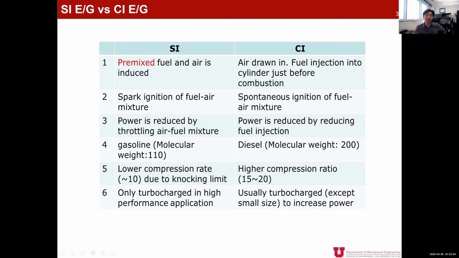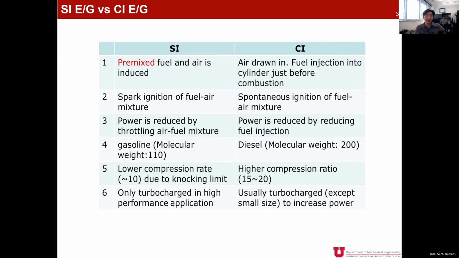Now, how is power controlled in the SI engine? The power is controlled or reduced by throttling the air-fuel mixture in the SI engine. But in the CI engine, power is controlled by controlling the amount of fuel injection. So there's a difference. The fuel of the SI engine is usually gasoline. Gasoline is a very light and volatile fuel.